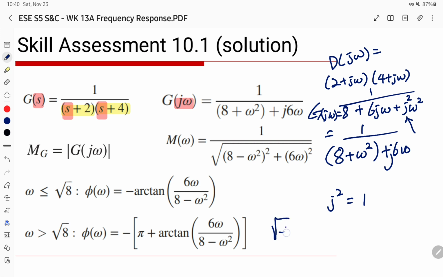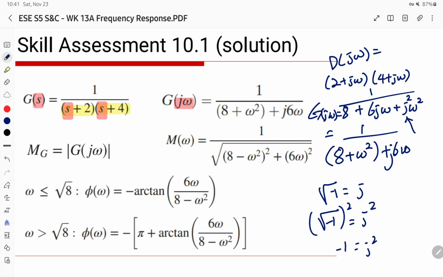Isn't the square root of minus 1 j? So the square root of minus 1 is j. The j square is the square root of minus 1 squared. So that is minus 1. So I think this should be minus.